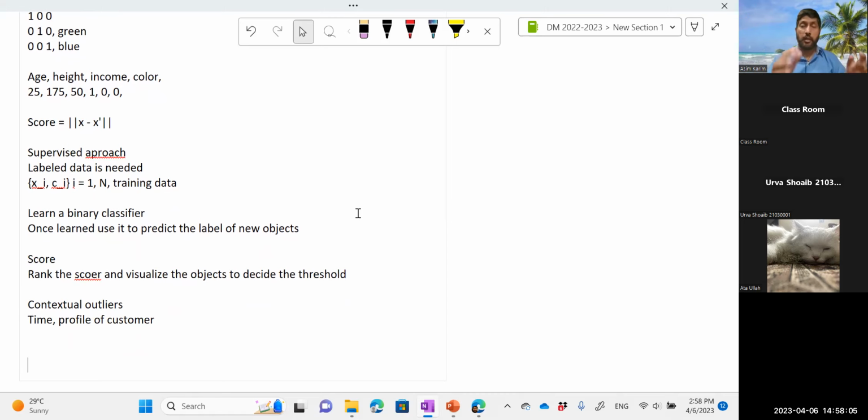So another way is to consider the context. Separate the data of the last 3 years, the latest 3 years, and find outliers separately within it. And separate the first 2 years and find outliers separately on that. Okay? So this is essentially what is meant by contextual outliers. You define a context and then you detect outliers within each context separately, not over the entire data set.